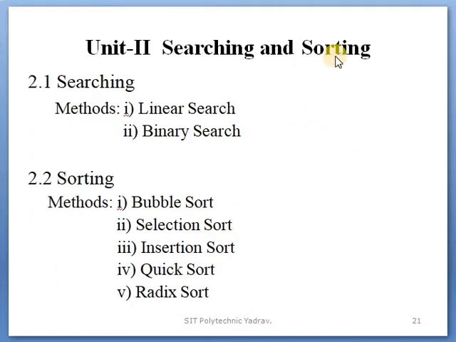In unit number 2, searching and sorting, the syllabus has 2 sub-points: 2.1 searching and 2.2 sorting. In 2.1 searching, there are 2 methods, which are already studied. After that, in sorting, there are 5 methods. In that, 4 sorting methods are already completed, and the last is radix sort.